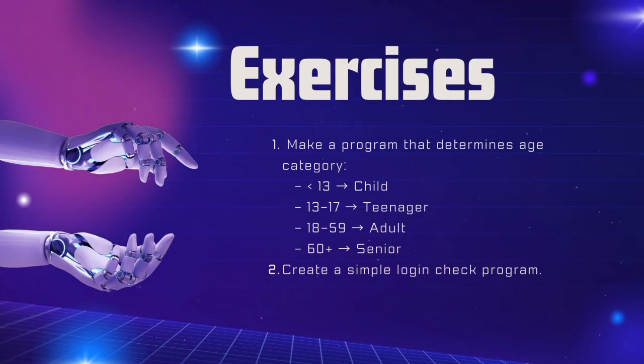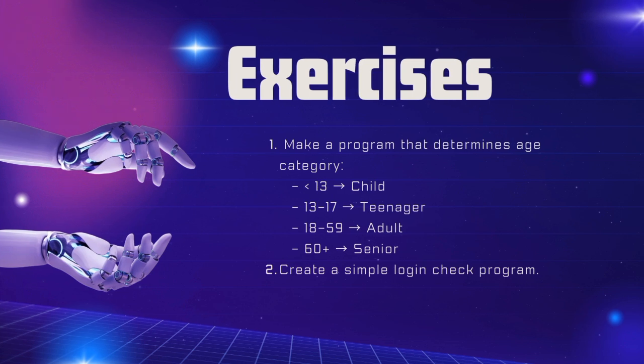Next, we have two short exercises to help you apply what we learned today. The first exercise is an age category program. The second exercise is a simple login check where you compare the user input with stored credentials and decide whether access should be granted. These tests are small but very useful because they show how conditional logic and branching are used in real applications.